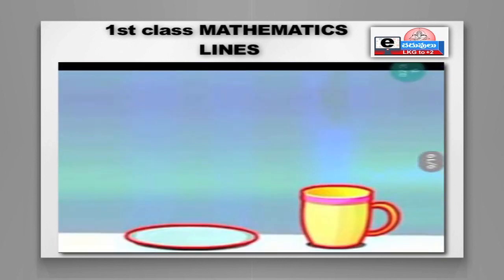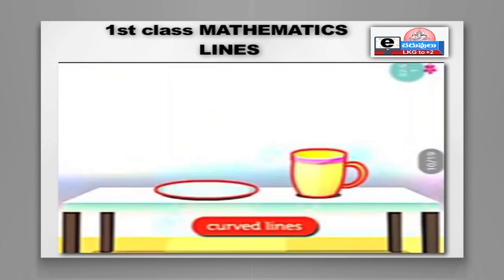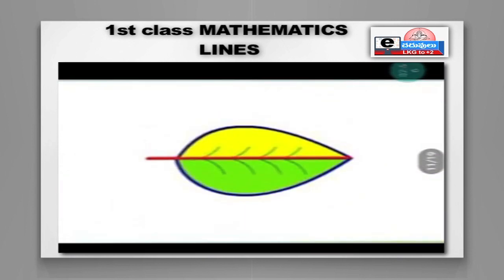Okay? Let's see. Are these curved lines or straight lines, children? Yes. Because the plate looks like an oval and this cup has curved lines, not even having straight lines. So these are curved lines. Okay. Next one. Leaf. A leaf has in the middle the stem, a straight line, and above and below it are curved lines.